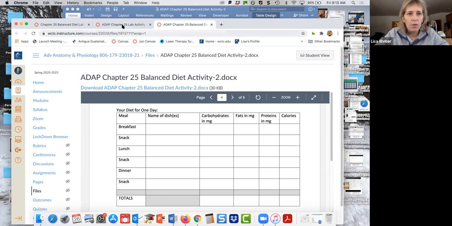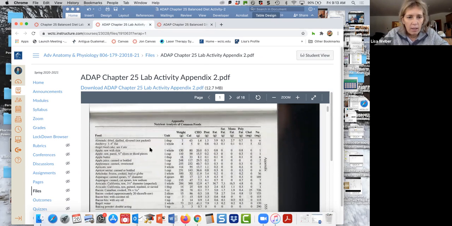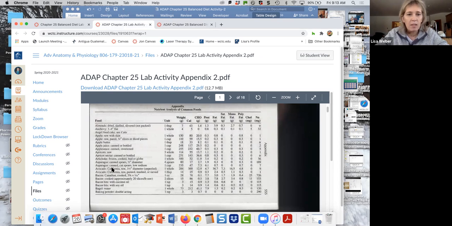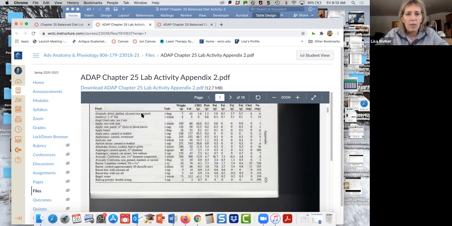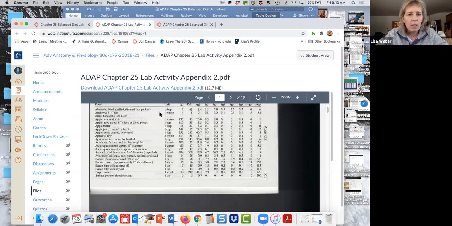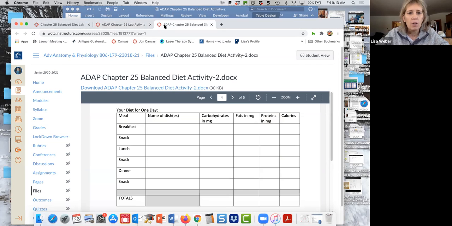Otherwise, I did also include an appendix here where you can look up any individual ingredients, if you make a meal and you don't know what they all are together. Almonds, for example, 1 tablespoon of almonds is 1.4 grams of carbohydrates, 1.3 grams of protein, and 3.9 grams of fat. So you can look it up individually, or on packages, they have everything. Once you have all of that, you're going to go to your chart here, and put down the dishes that you had, your carbohydrates in grams, fats in grams, proteins in grams, and then calories.